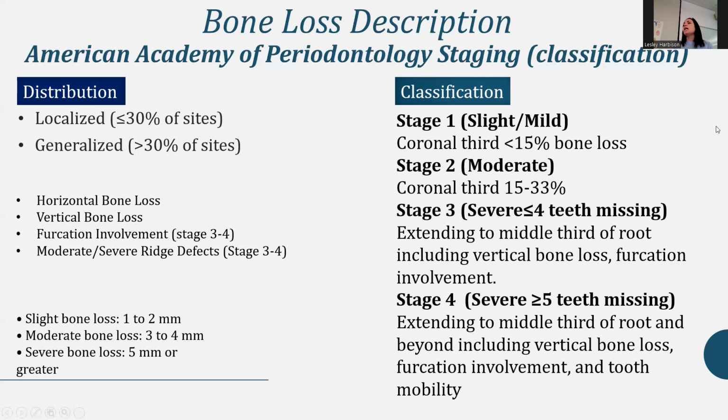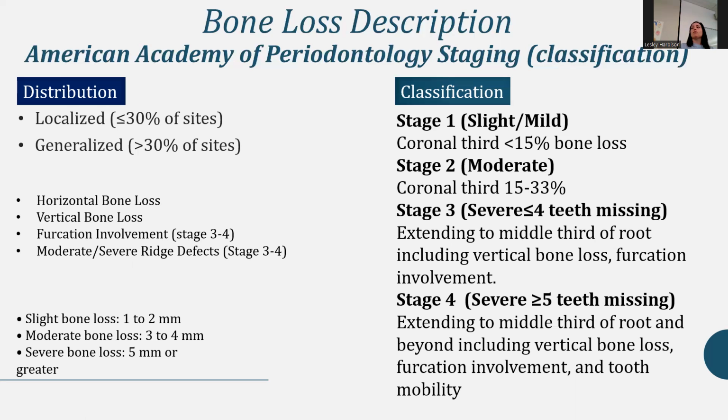I'll go over this again in another slide, but stage 1 coincides with mild or slight, and it's less than 15% bone loss in the coronal third. If you take the root from the CEJ to the apex and chunk it into three sections, thirds, then in that first coronal third, the section closest to the crown, you have less than 15% bone loss. Stage 2 is still in the coronal third, so it's no more than the coronal third, between 15 and 33%.